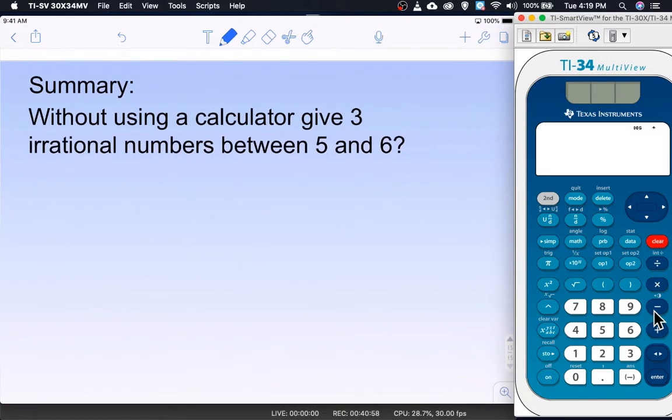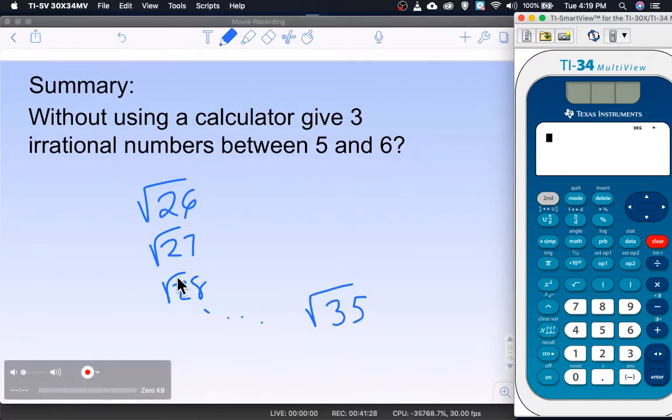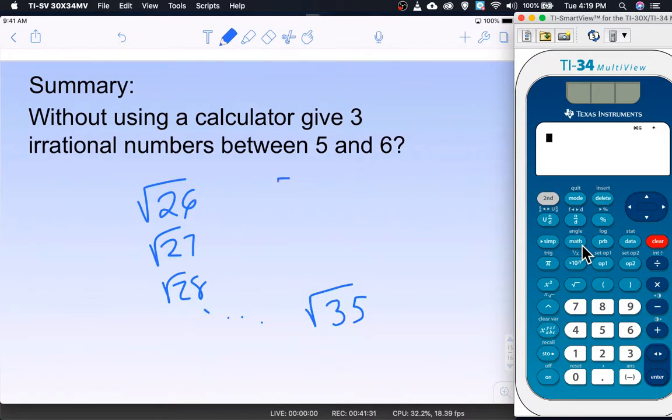Summary. Without using a calculator, can you give 3 irrational numbers between 5 and 6? Pause the video, give it a shot. I came up with square root of 26, square root of 27, square root of 28, the whole way up to square root of 35. Every one of those numbers would be irrational. You could also have said 5.123987391... As long as it doesn't stop and doesn't have a repeating pattern, that would work.